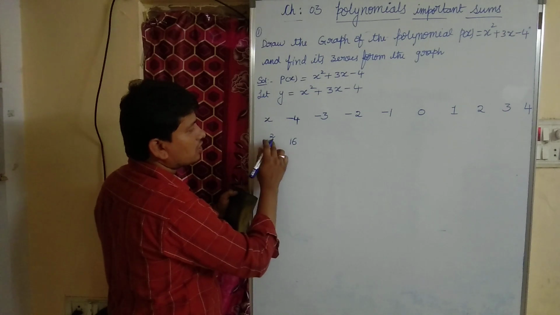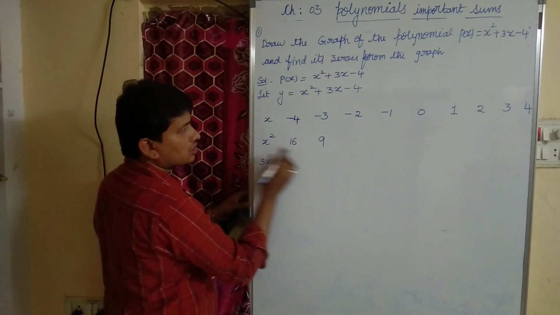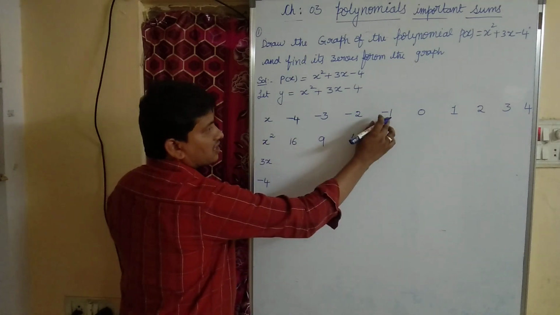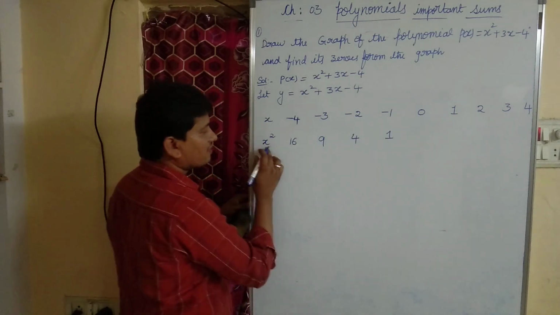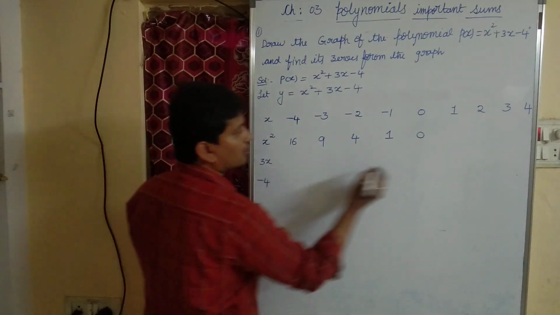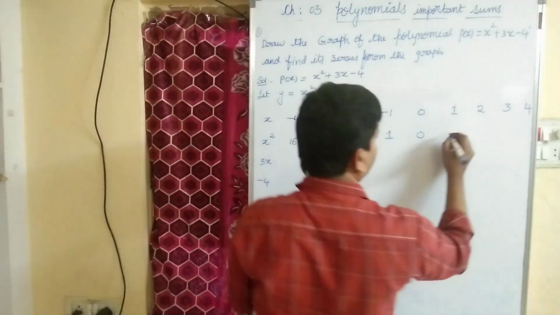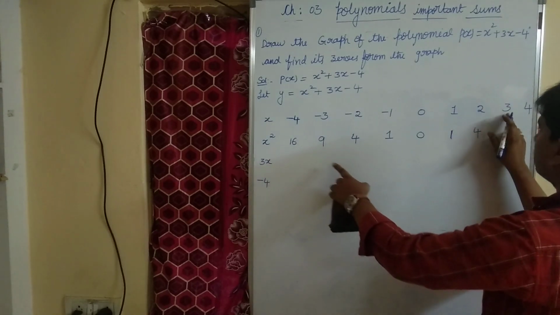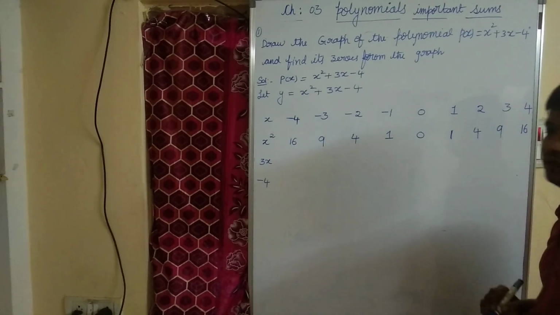Then minus 3 whole square: minus 3 into minus 3 is plus 9. Then minus 2 whole square means plus 4. Then minus 1 whole square is nothing but plus 1. Then x value 0, 0 square is 0. Then x value 1, 1 square is nothing but 1 only. Then x value 2, 2 square is nothing but 4. Then x value 3, 3 square is 9. Then x value 4, 4 square is 16.